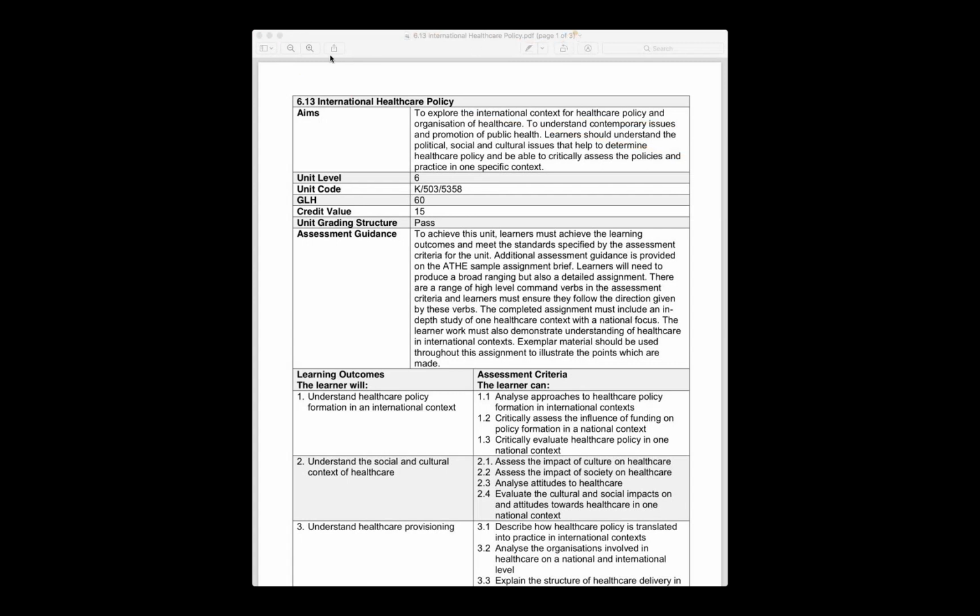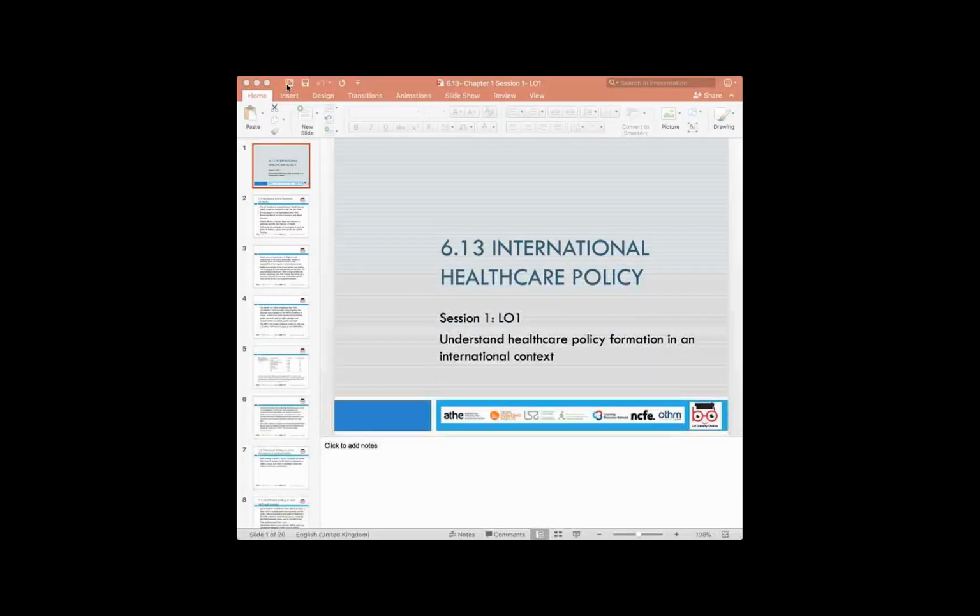So if I minimize this for a second and go on to the deck of slides that I have, the presentation. So let's look at covering the first learning outcome, which talks about understanding healthcare policy formation in an international context. Now, I've got a couple of slides on this, which will give you a good overview of how we want to cover this particular learning outcome. But in addition to that, once the session is over, I am also going to send you a handout for you to read and go through to understand and crystallize this concept with regard to attempting the assignment and the tasks.